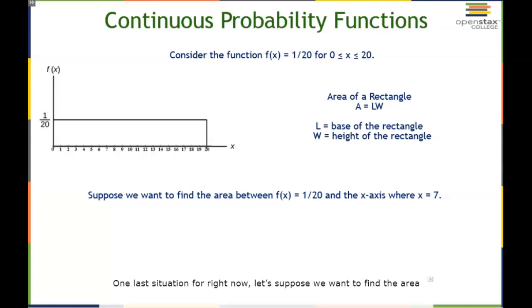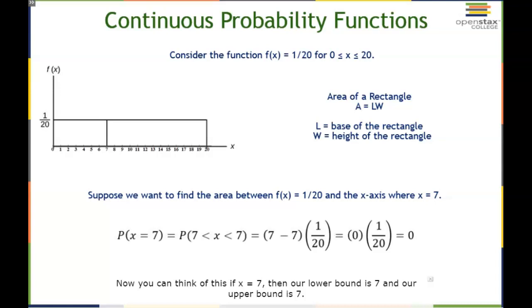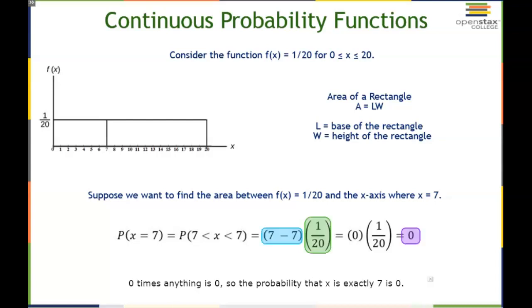One last situation for right now. Let's suppose we want to find the area between our f of x, our 1/20th, and the x-axis where x equals 7. Now you can think of this, if x equals 7, then our lower bound is 7 and our upper bound is 7. So 7 is less than x is less than 7. We can say 7 minus 7 is 0. 0 times anything is 0. So the probability that x is exactly 7 is 0.